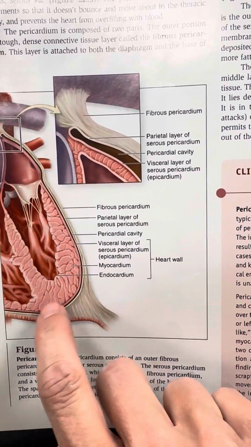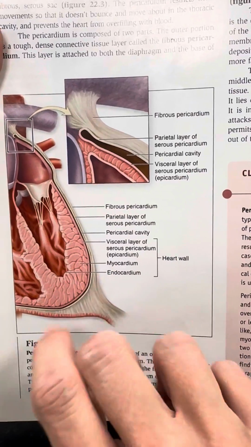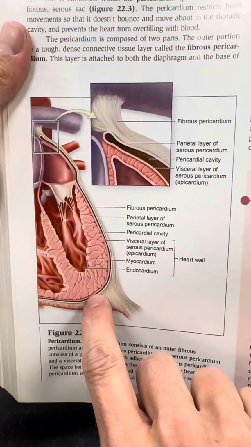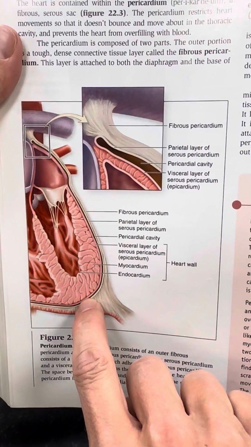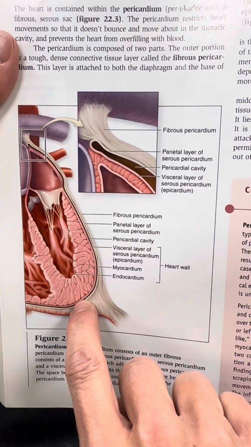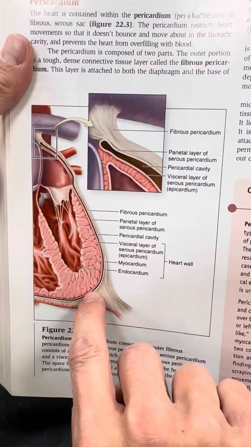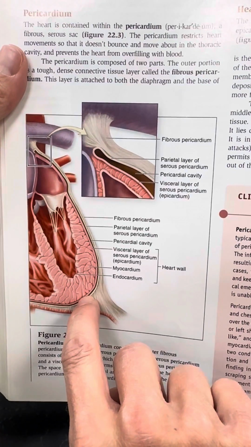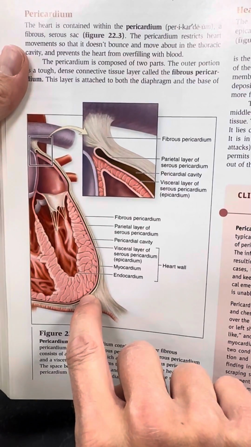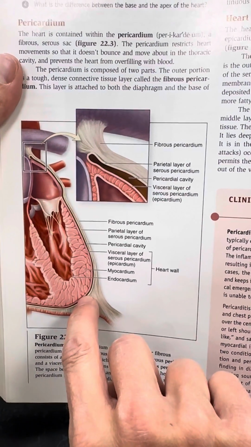The epicardium is also called the serous pericardium visceral layer, or visceral layer of the serous pericardium. You can kind of use them interchangeably. So epicardium and visceral layer of serous pericardium are the same thing. You can call them either one.